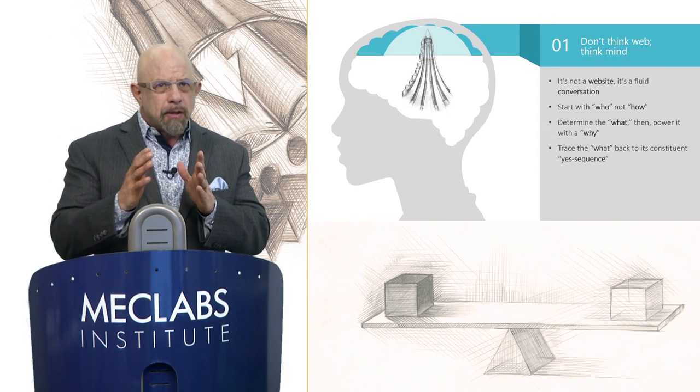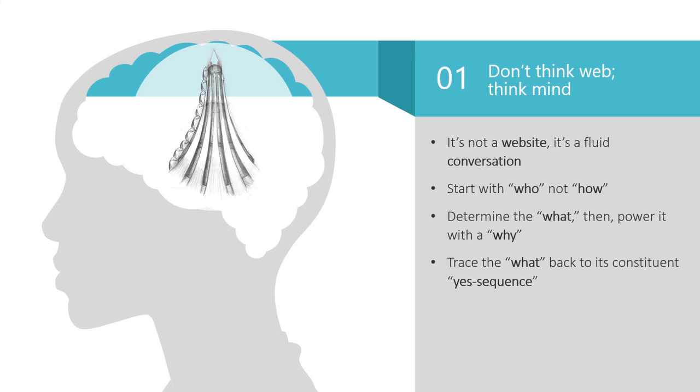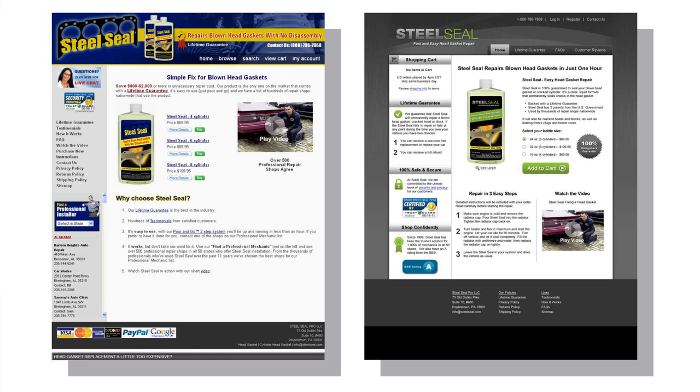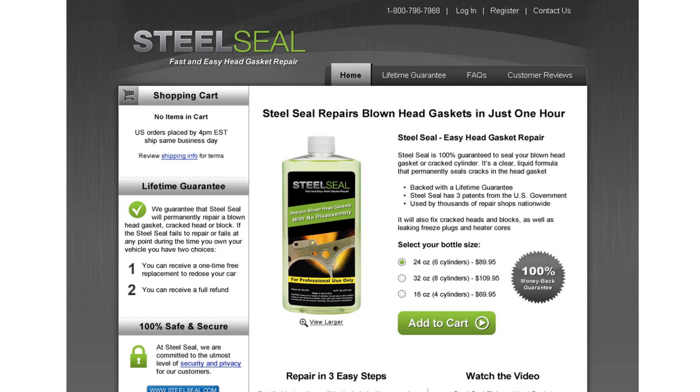So, having said those four keys, the fourth one is a little confusing. It says trace the what back to its constituent yes sequence. Whatever you want me to do ultimately requires a macro yes. It's the yes to becoming a customer. But there's a whole series of micro yeses prior to that. So look at Steel Seal, and we're looking at the control, and we're looking at the treatment. And you'll notice how the treatment, let's drill down on it for a moment. It helps me understand very clearly the answer to three questions.